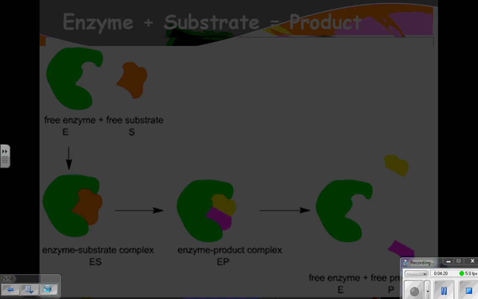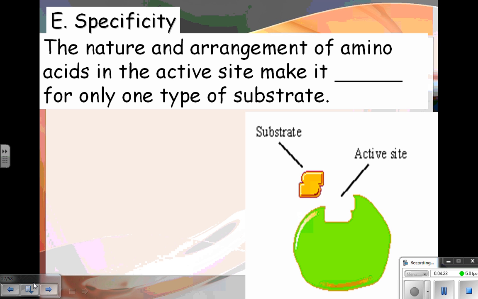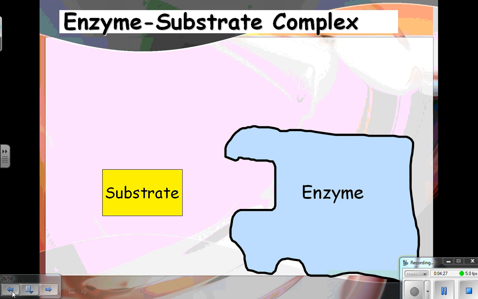So the substrate joins, I'm sorry, I keep flipping ahead. The substrate, back.